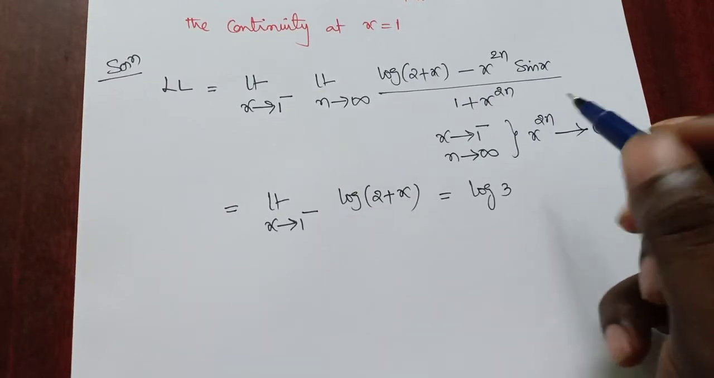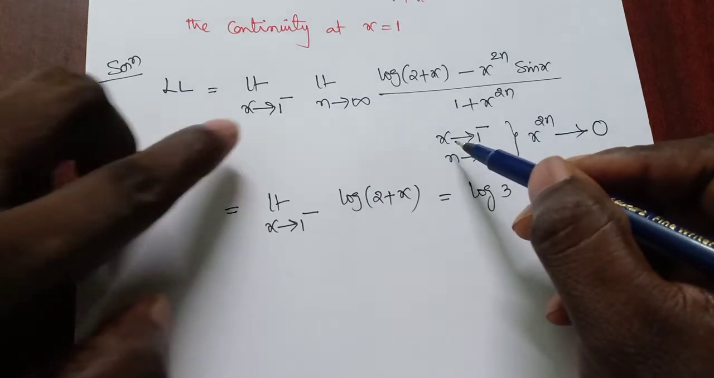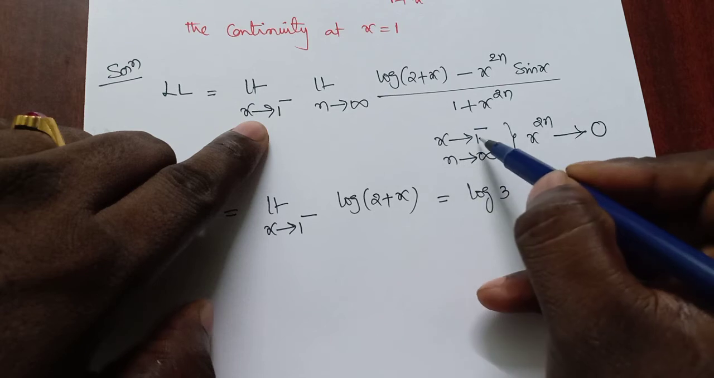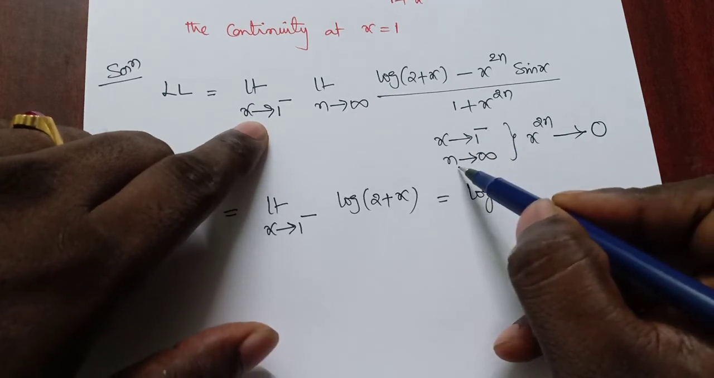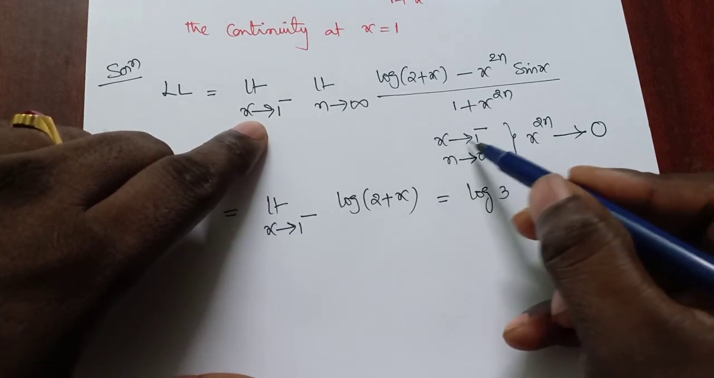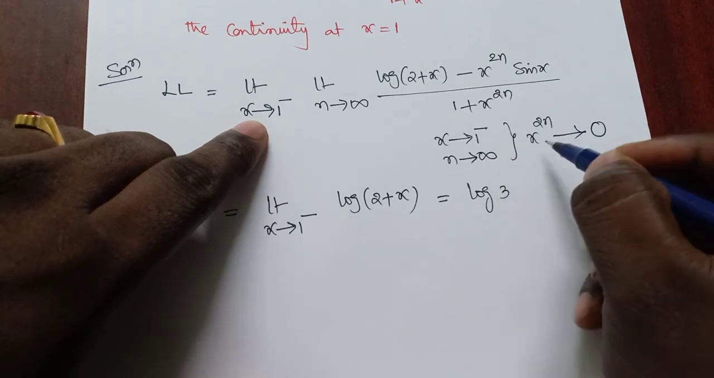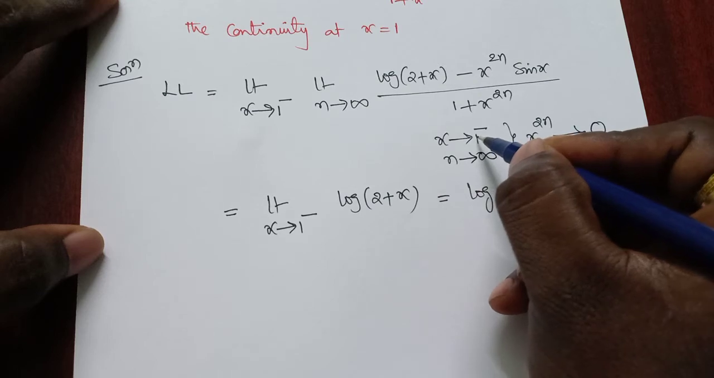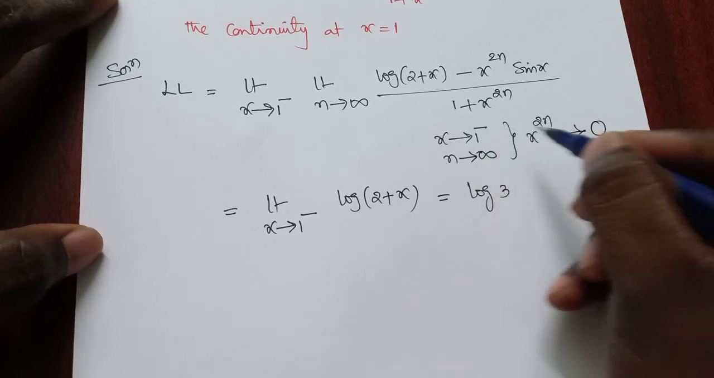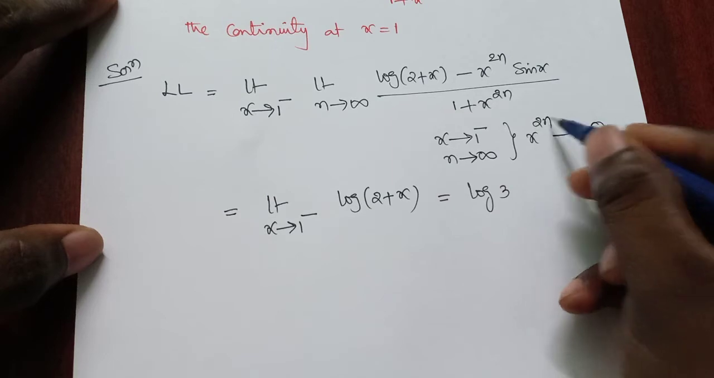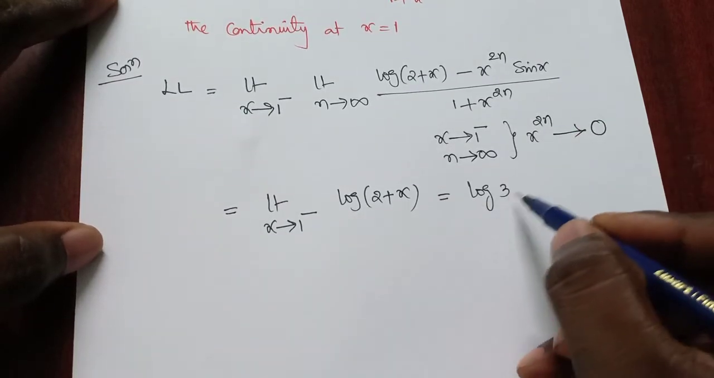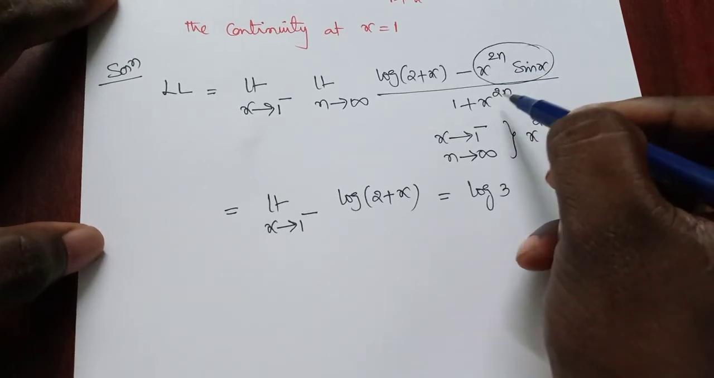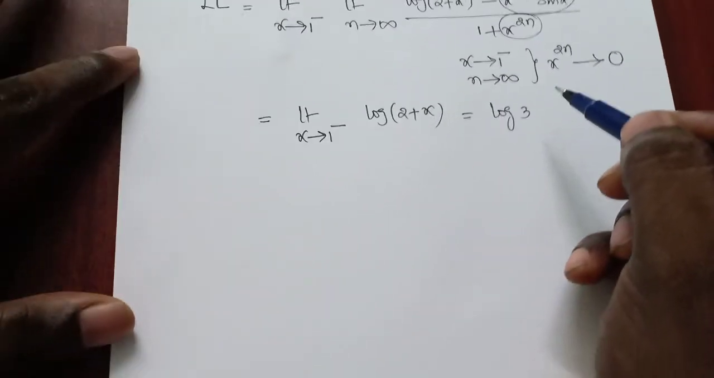Please see this. Here we have two approaching values. The first one is x approaches 1 from the left side and n approaches infinity. What is the meaning of x approaches 1 from the left side? It is a value slightly lesser than 1, that means 0.99 and so on. It is a fractional value. A fractional value to the power infinity is 0 always. That's why we will get log 3. Why? Because this value and this value should be equal to 0.